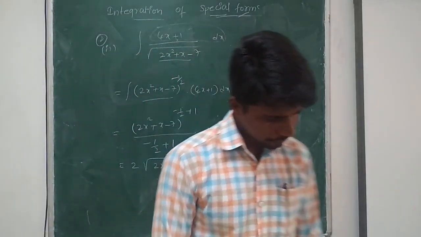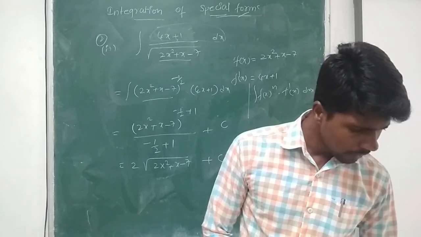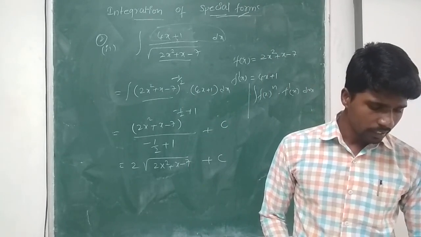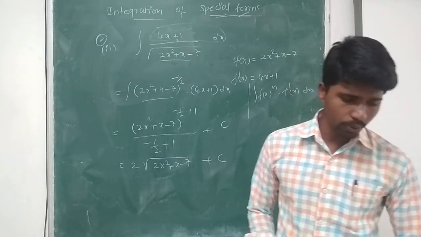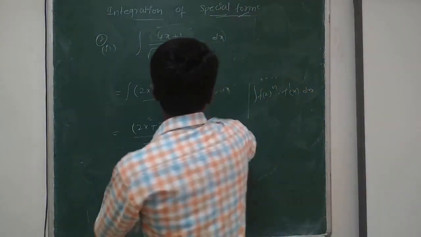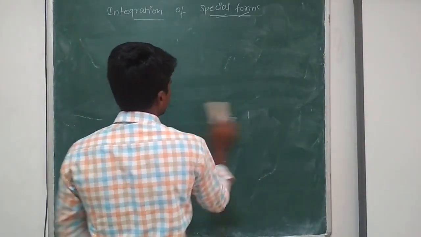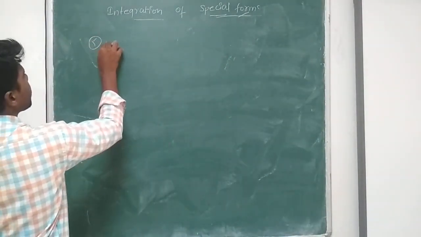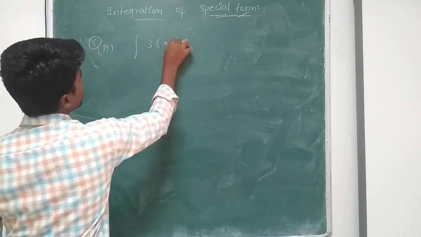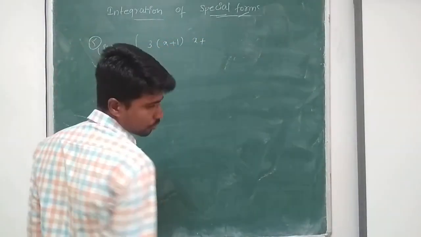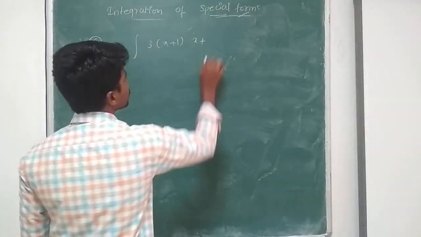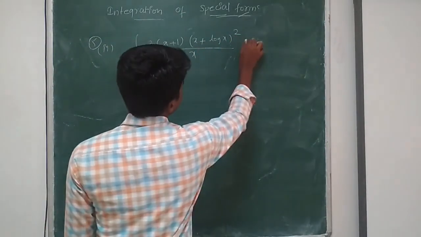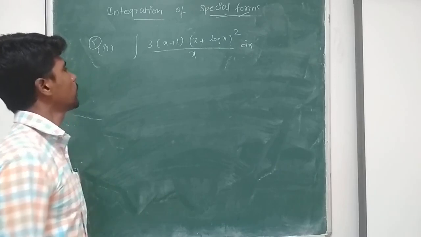Okay. The next one. I have the integral of 3 into x plus 1 into x plus log x whole square divided by x dx. Okay, so let me write the problem on the board. So this is the problem they have given.